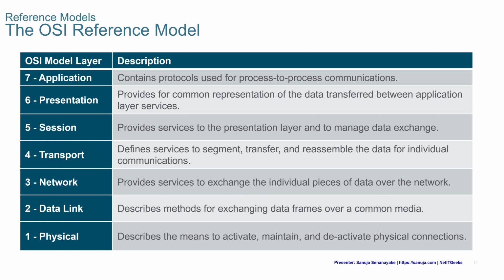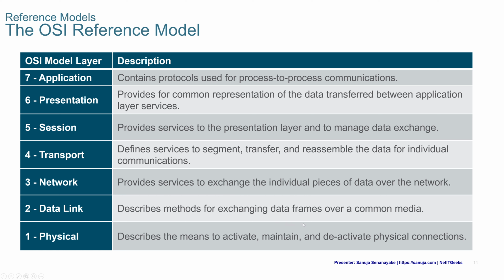But there is no rule whether you start from bottom to the top or top to the bottom. In fact, when you go through the next few slides, we are actually going from the top to the bottom, but we typically define from the bottom to the top. The physical layer describes the means to activate, maintain, and deactivate physical connections. The data link layer describes the methods for exchanging data frames over a common media.